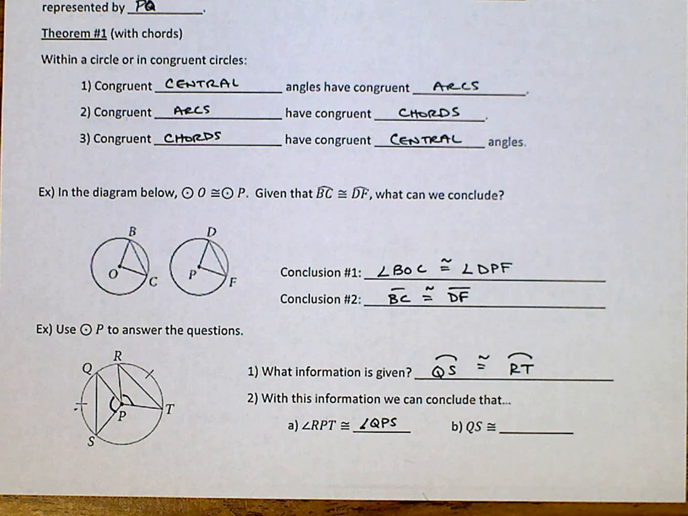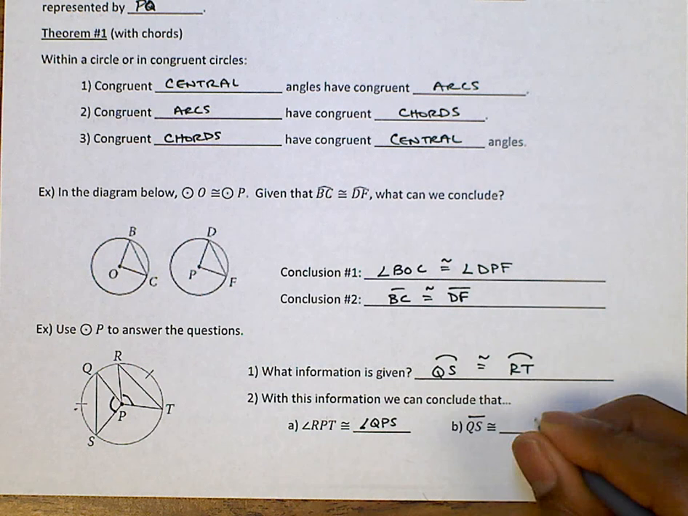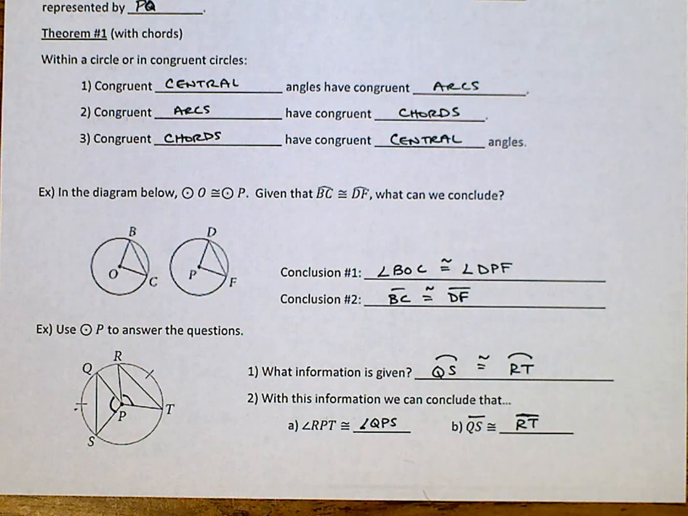Now they're asking us about chord QS. What do we know about chord QS? Well, chord QS has to be congruent to chord RT. So again, just a different way to look at the same theorem we just talked about. If the central angle is congruent, the arcs are congruent, and the chords are congruent.